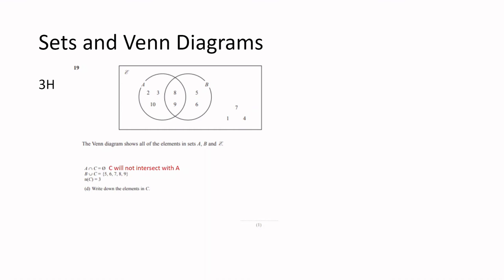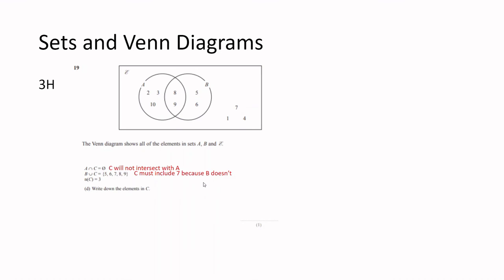We're also told that B union C are the values 5, 6, 7, 8, and 9. And that's a big help here because I can see that inside set B, there's only 5, 6, 8, and 9. So 7 must be in set C. It must be because otherwise it wouldn't be in the union of B and C.